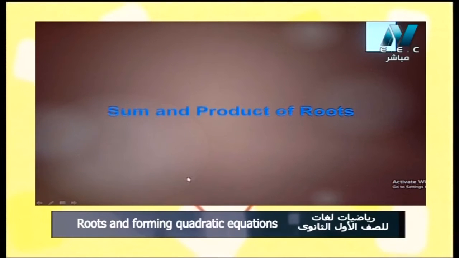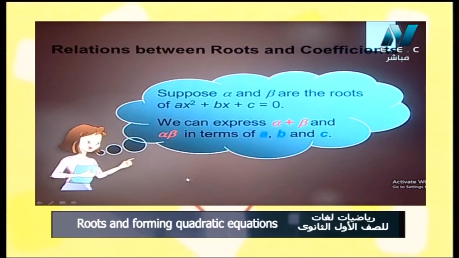Sum and product of roots. Relations between roots and coefficients. Suppose alpha and beta are the two roots. As we said, alpha, beta, or lambda, mu, they are names of the two roots, so we have to deal with them all. Suppose alpha and beta are the two roots of the equation ax power 2 plus bx plus c equals 0. We can express alpha plus beta and alpha beta in terms of a, b, and c.